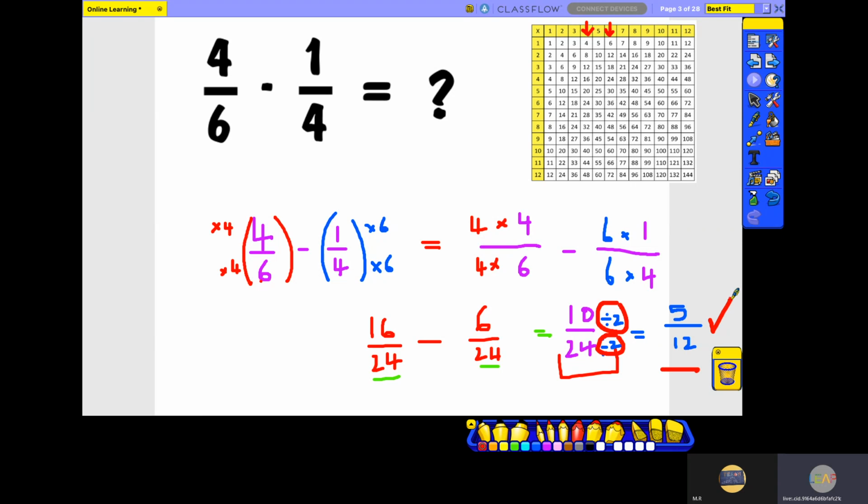Okay, join me again for when we look at mixed numbers and we look at how to add and subtract those. But for now, we'll leave it there.